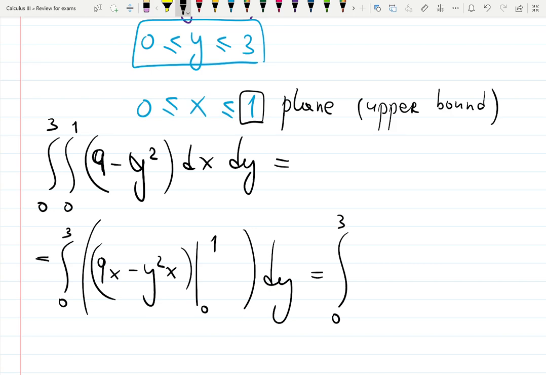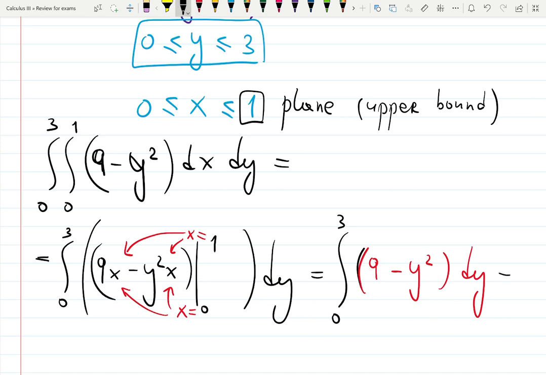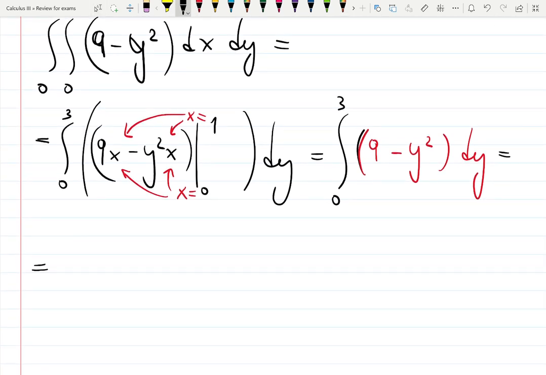Again, y keeps waiting when I finish integrating with respect to x. And then maybe it's handy for you to write down that this is my x. X is from 0 to 1. So I'm plugging x here and then x here. Then it's going to be 9 times 1 minus y squared times 1. And then 9 times 0 minus y squared times 0. So that's all. The other part is 0. And now I can finish integration. It's going to be 9y minus y cubed over 3 from 0 to 3.